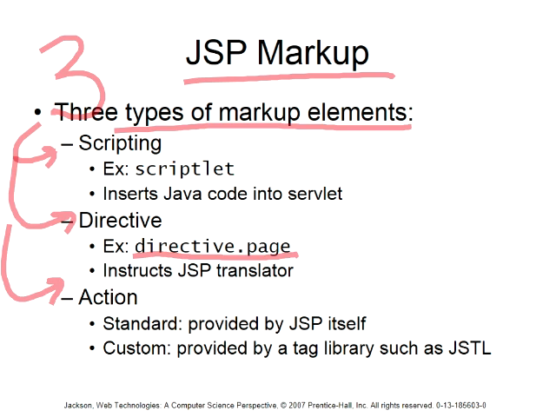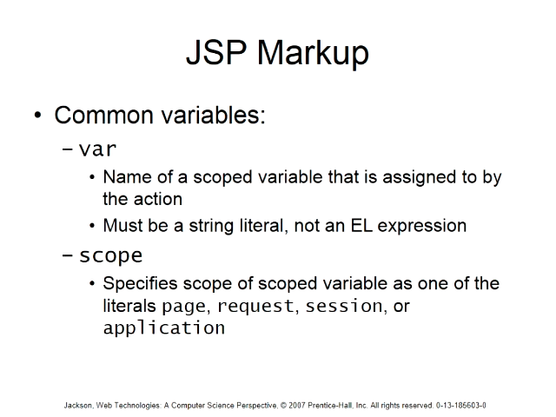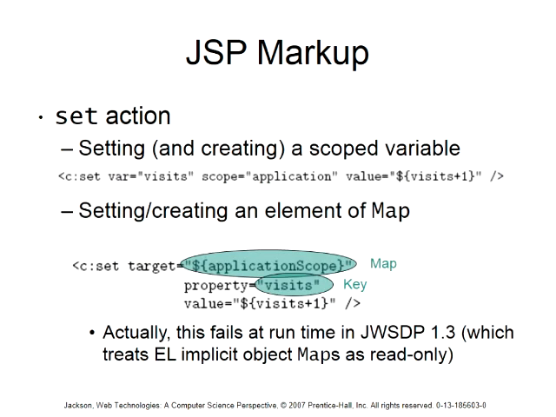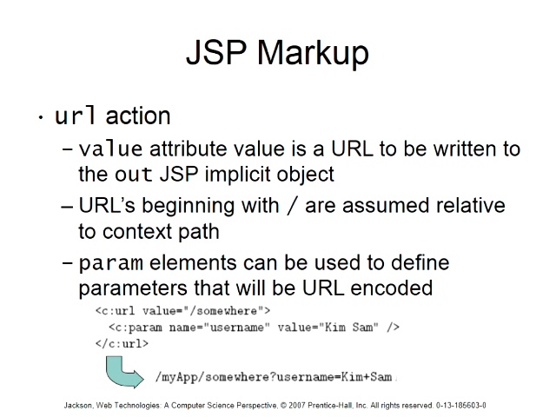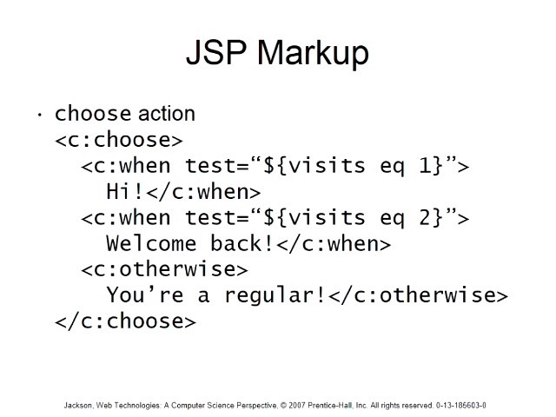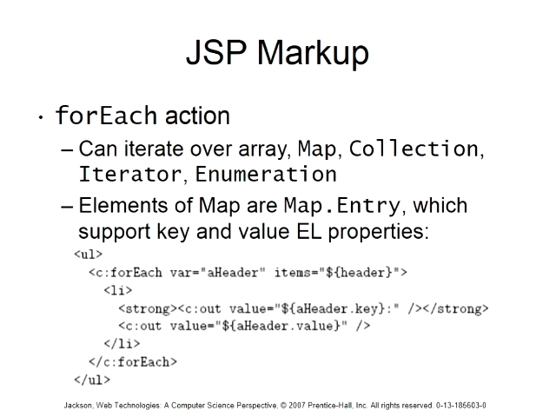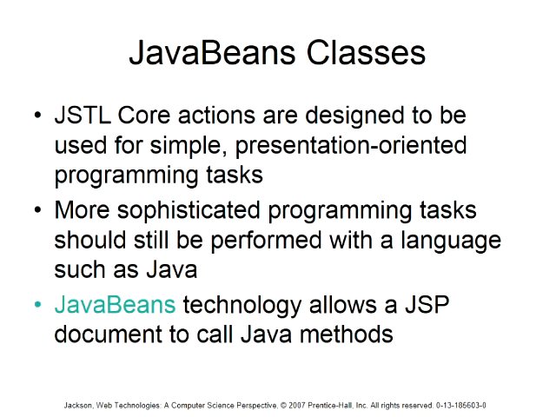So in JSP markup language, there are three types of markup elements: scripting, directive, and action. Scripting, for example, scriptlet, JSP-specific scriptlet. Directives, for example, directive page to set the content of this page. And actions, standard provided by JSP itself, and custom provided by a tag library.